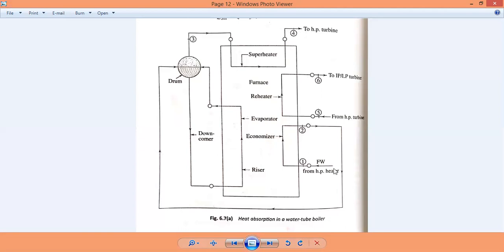The feed water is coming from the high pressure heater to here. Here the feed water is coming from the high pressure turbine, and then goes through the reheater again. It is inside the furnace, reheated again, and goes to the IP turbine itself.